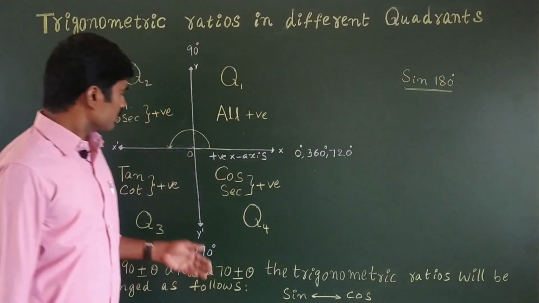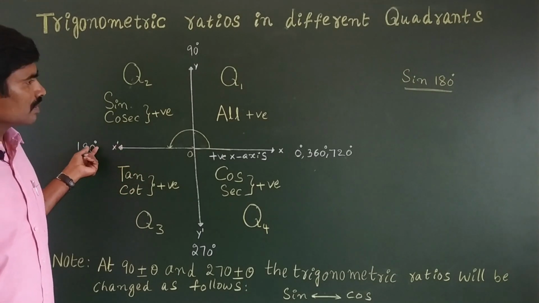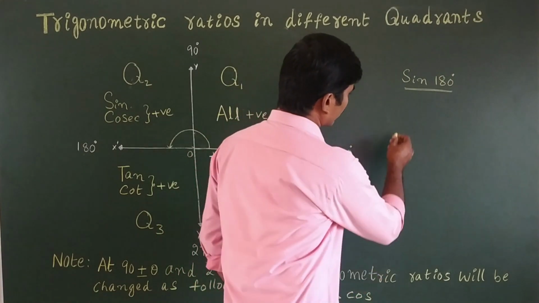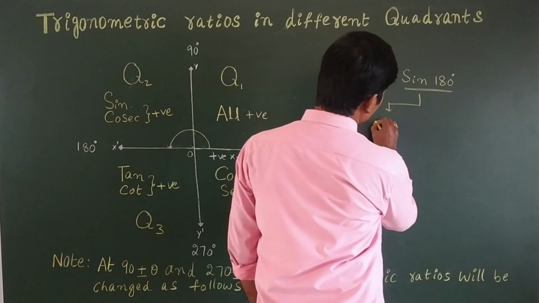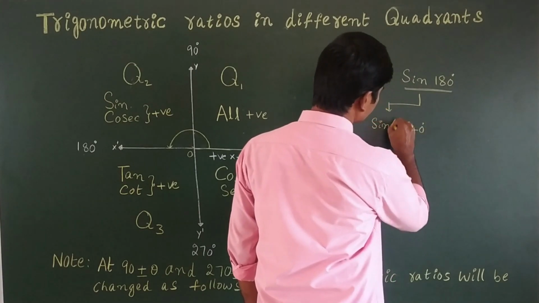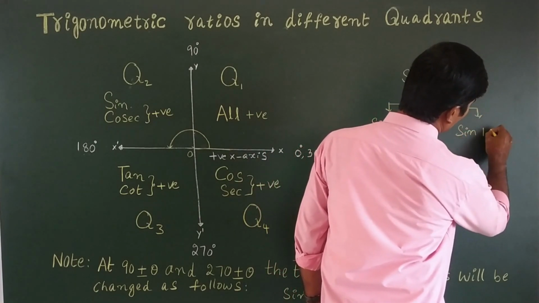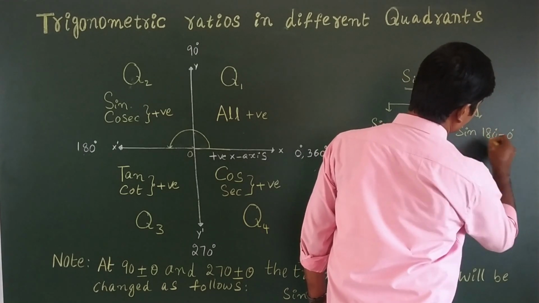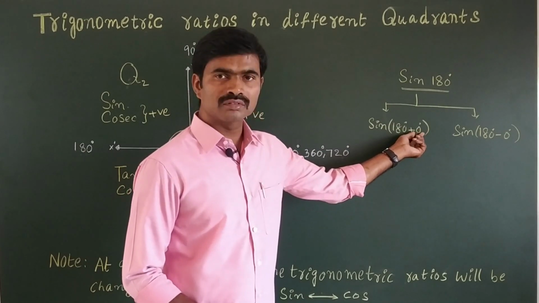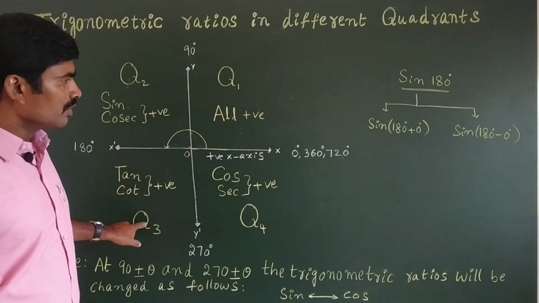180 degrees neither belongs to Q2 nor belongs to Q3. How can we find? For example, sine 180 degrees we can write in two ways. First one is sine 180 degrees plus 0 degrees, or sine 180 degrees minus 0 degrees. 180 plus theta means it lies in Q3.